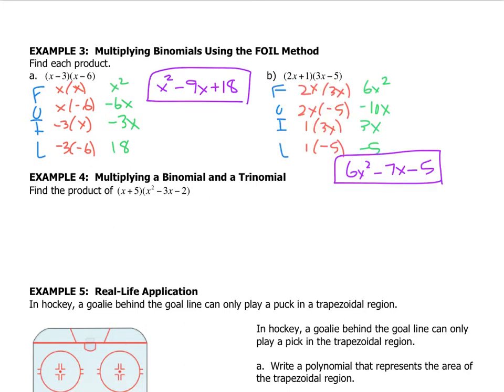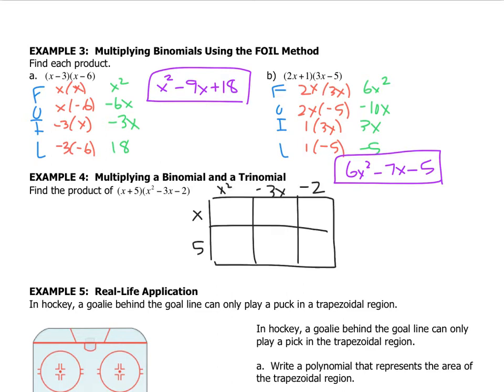All right, now in example 4, this is a perfect example of when I told you that the FOIL technique doesn't work because you have a trinomial. So you can either do regular distributive, or the box. I like the box, the area model, so I'm going to go with that one. So I've got it all set up. I put x plus 5 on the side and x squared minus 3x minus 2 on the top. Now I just go through and multiply.